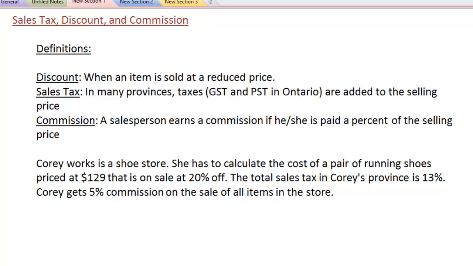So let's say you are buying something and you see that there is a reduction, or a discount of 10%. That means you remove the 10% from the original price and you buy this item.